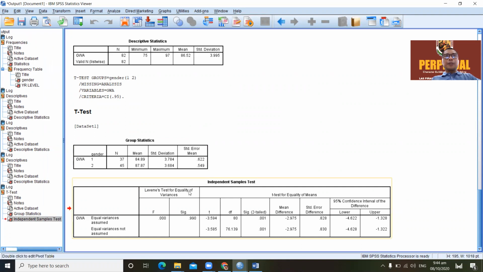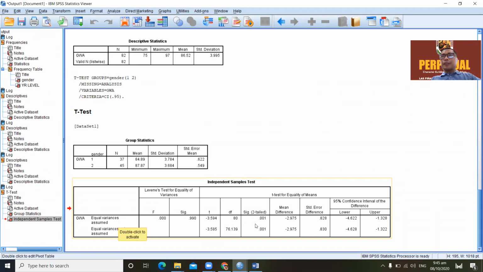First, you try to look for the values for Levene's test for equality. Look for the sig, this one. If the sig is greater than 0.05, therefore we would say that there is no significant difference. But that's not yet the answer for our question. This is just used so that we would know whether equal variance can be assumed or it could not be assumed. Since this is greater than 0.05, the number that we would be looking at would be equal variances assumed.